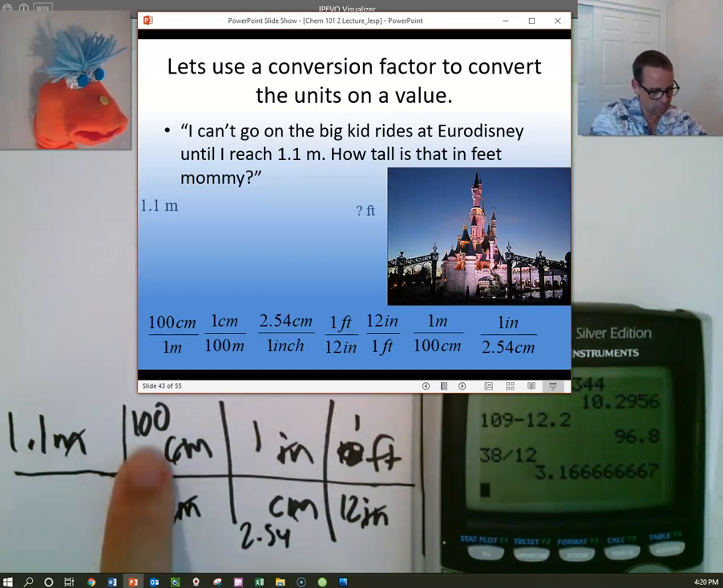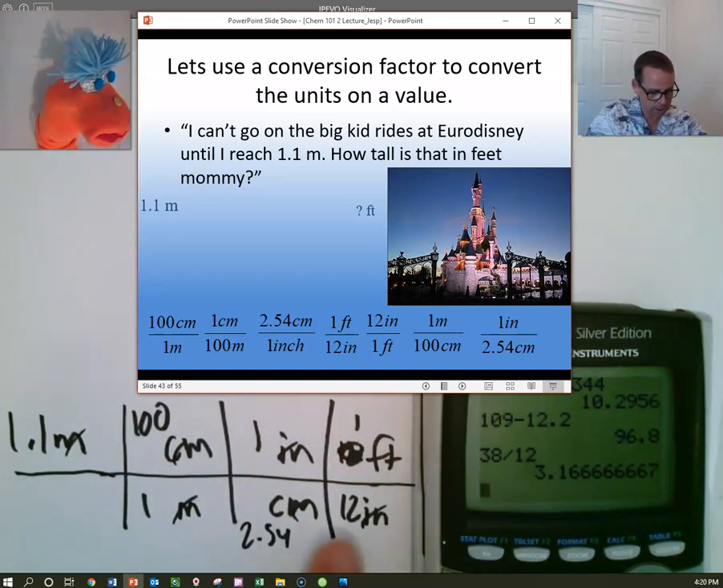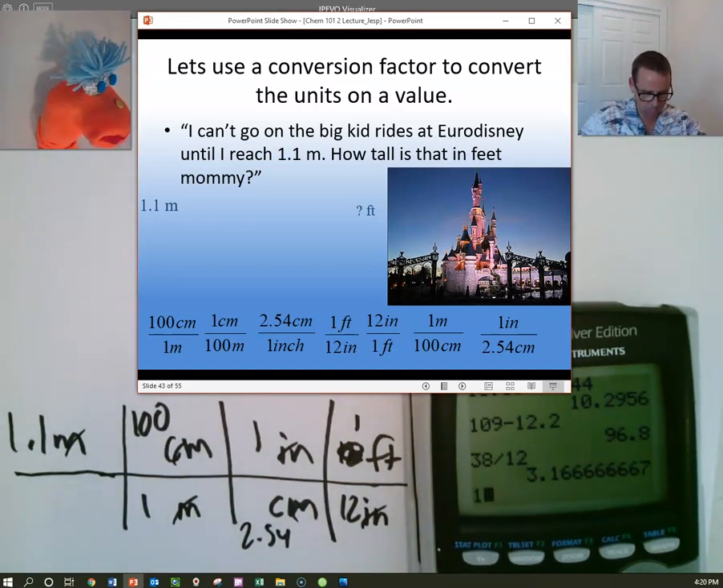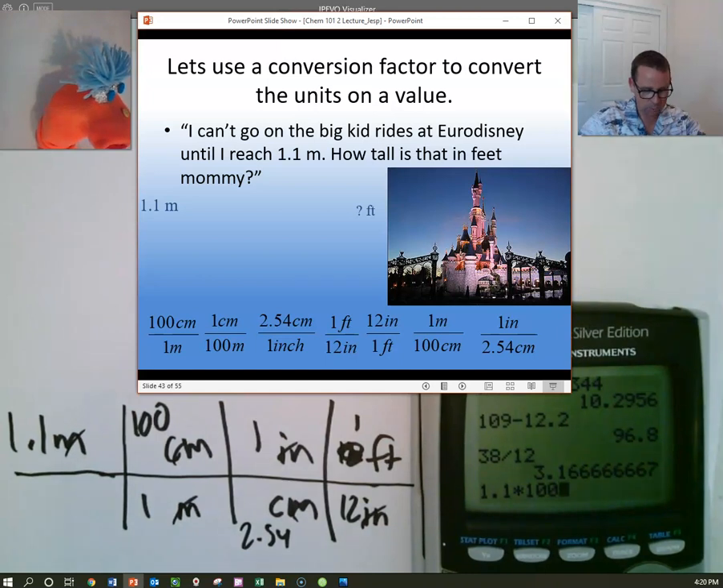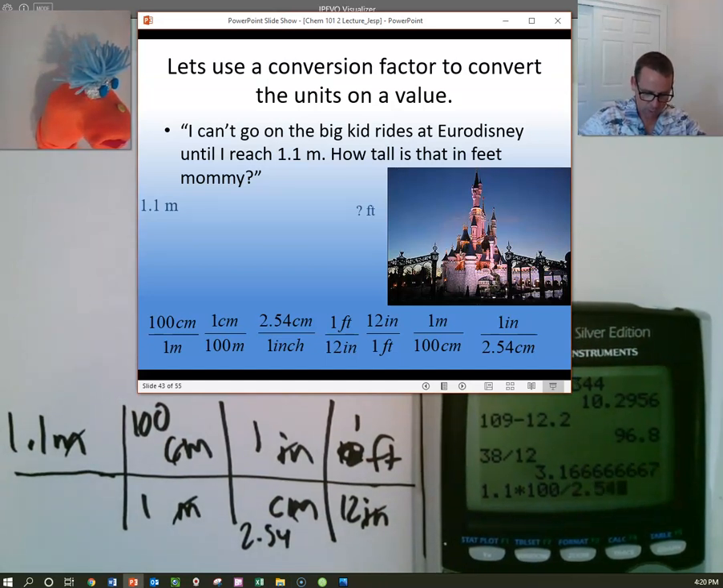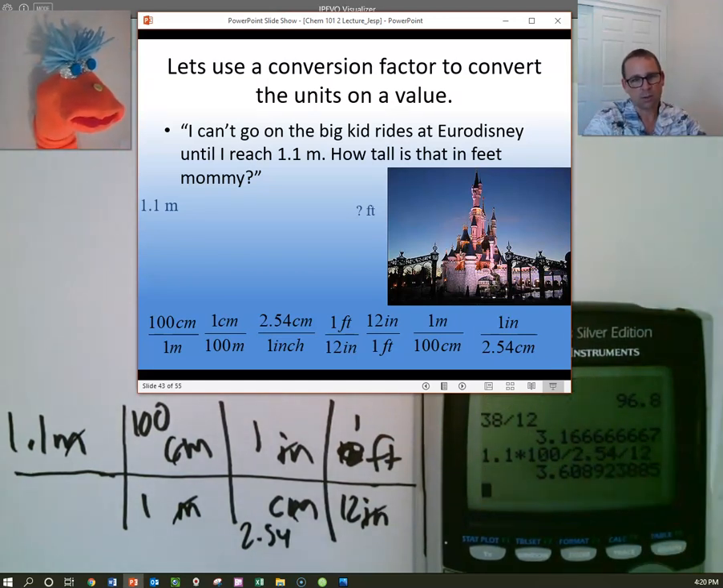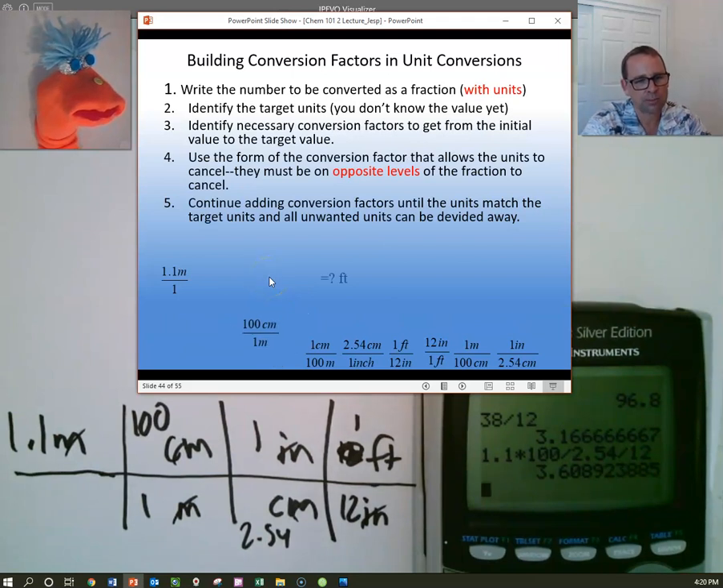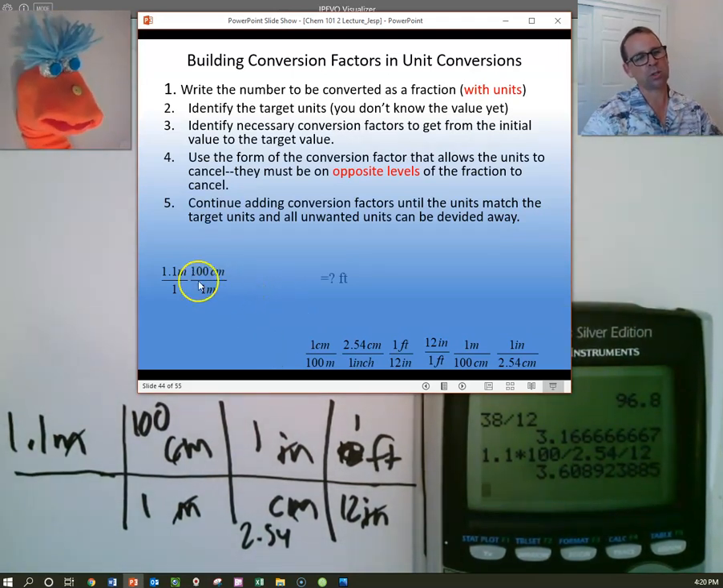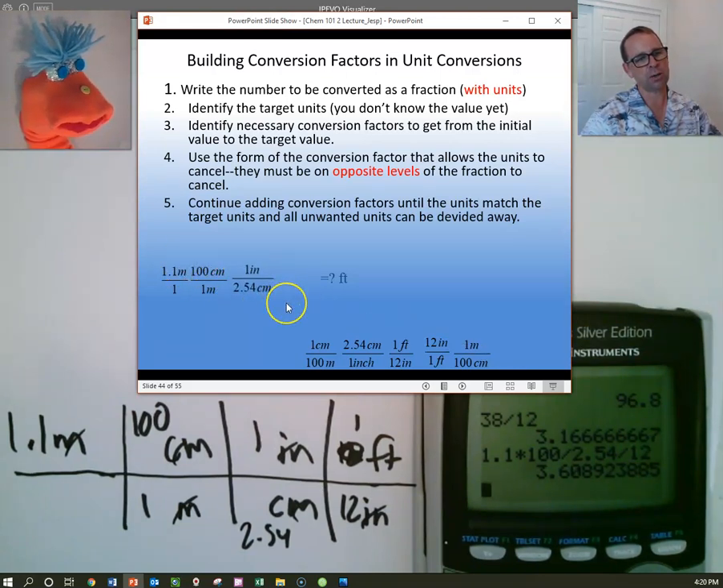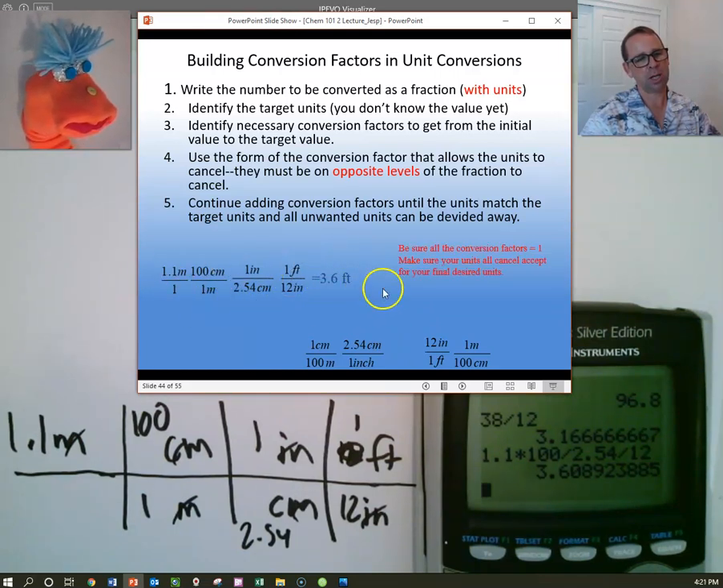everything on top, 1.1, 100, 1, and 1, I divide by what's on the bottom. So whatever's on top, 1.1 times 100 times 1 times 1. I'm not going to do that because I know if you multiply by 1, it doesn't do anything. Divide by 1, divided by 2.54, and divided by 12. Okay? So my answer is 3.6 feet. 3.6 feet. So, like we mentioned, you start with your units, find the correct conversion factors, multiply everything on top, and divide by everything on the bottom, and then you get the answer. Why did we only use two significant figures?